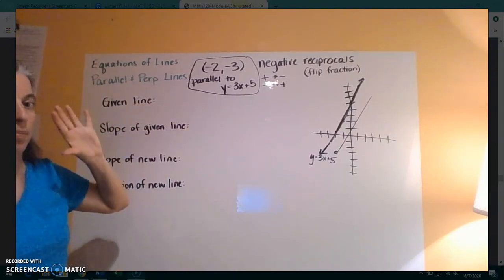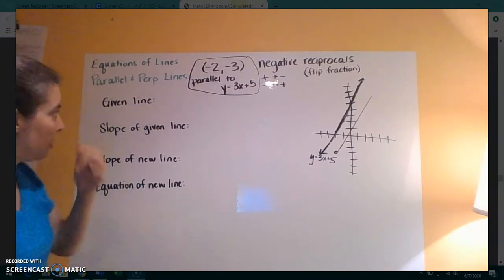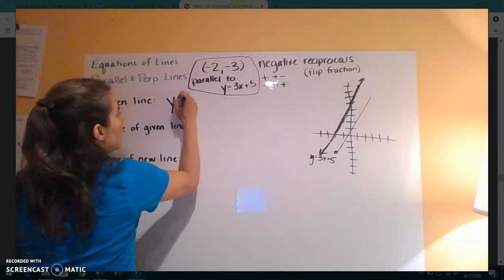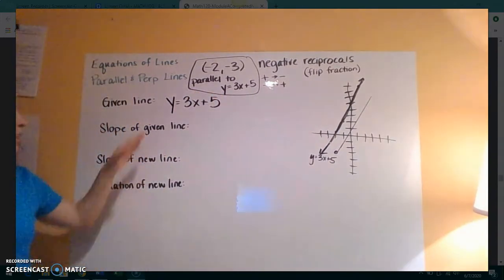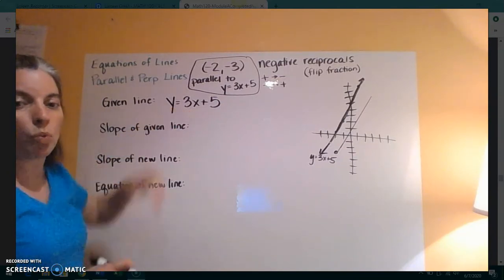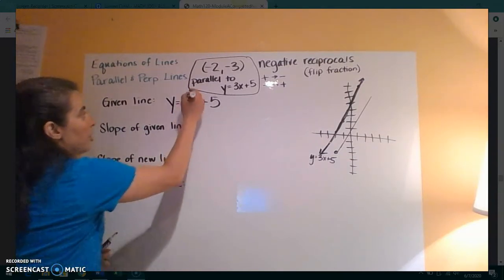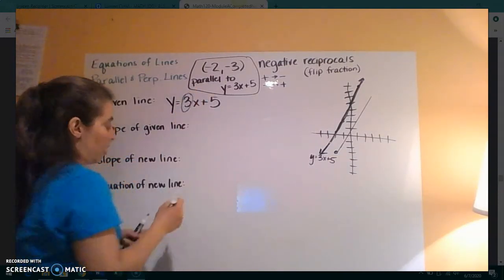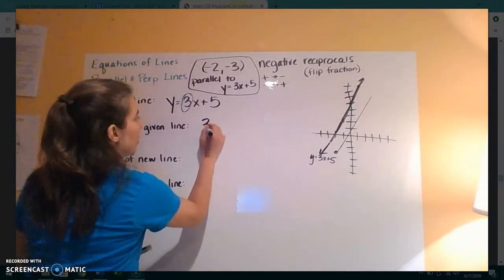Okay, so I'm going to start out, what's my given line? The line that I am given information about in order to draw my own line. The given line is y = 3x + 5. In this case, we're lucky because it's given in slope-intercept form. So what's the slope of this line? Well, we know that the slope is this m, right? Whatever's in front of the x. So the slope of my given line is 3.